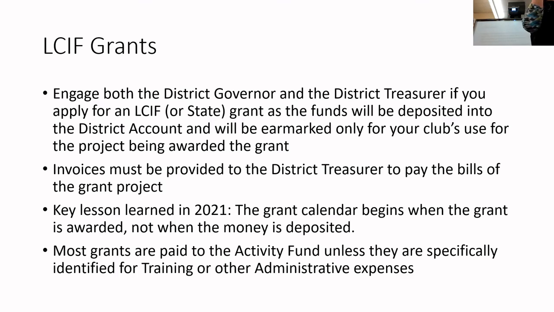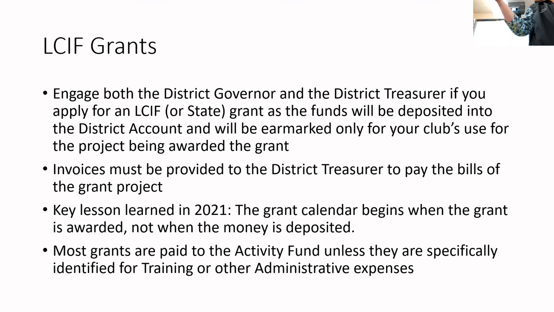Okay, when you do apply for an LCIF grant, whether it's a Quest grant or any other type of grant, invoices must be provided to the district treasurer to pay the bills of the grant project because it will be paid through the district. One thing that I did learn when I was panicked with a broken leg is, the poor people at the Quest group this year, the young lady who was the grant manager for Stan's Quest grant, her brother died. So she was on bereavement for a week.